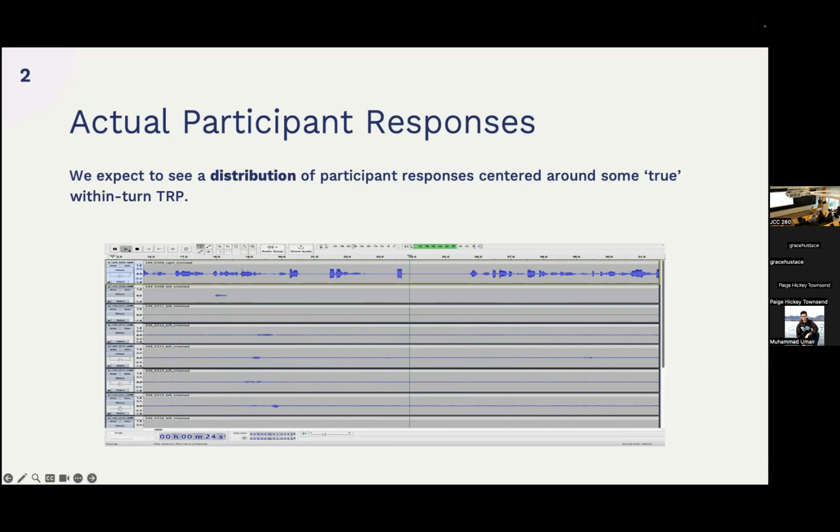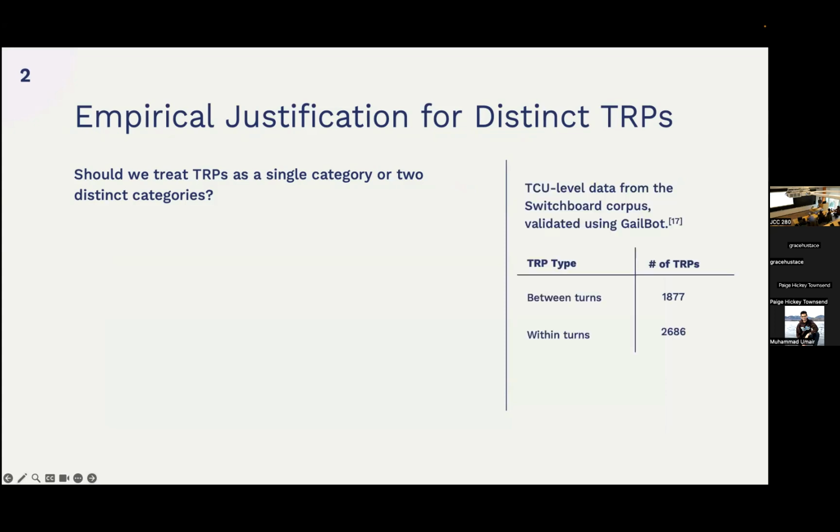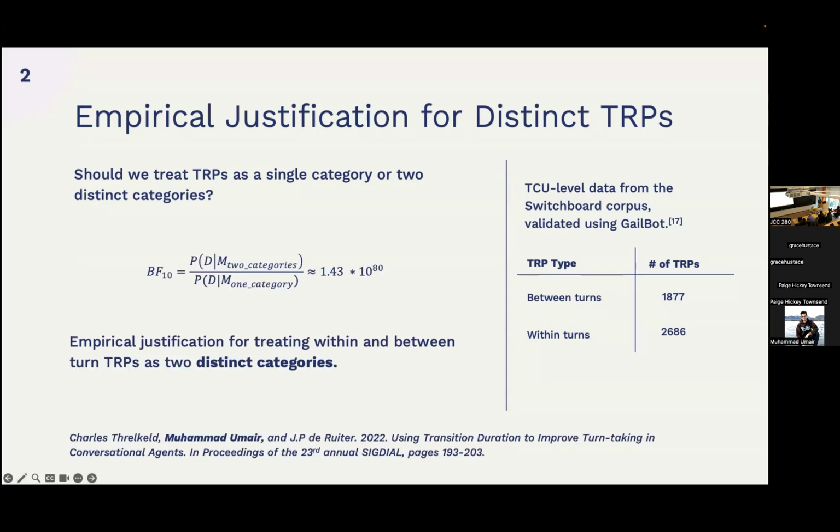So with that, I want to briefly touch on the fact that we did empirically justify our treatment of TRPs as 2 distinct categories. So we know that TRPs between turns and within turns are 2 different things. We did this using TCU level data from the Switchboard corpus, which we validated using Gilbot, and we were able to collect the types of TRPs that we had. We used a number of analyses to show that these are distinct categories of TRPs, and we published that work. But for the sake of time, I'm not going to go into too much detail here.